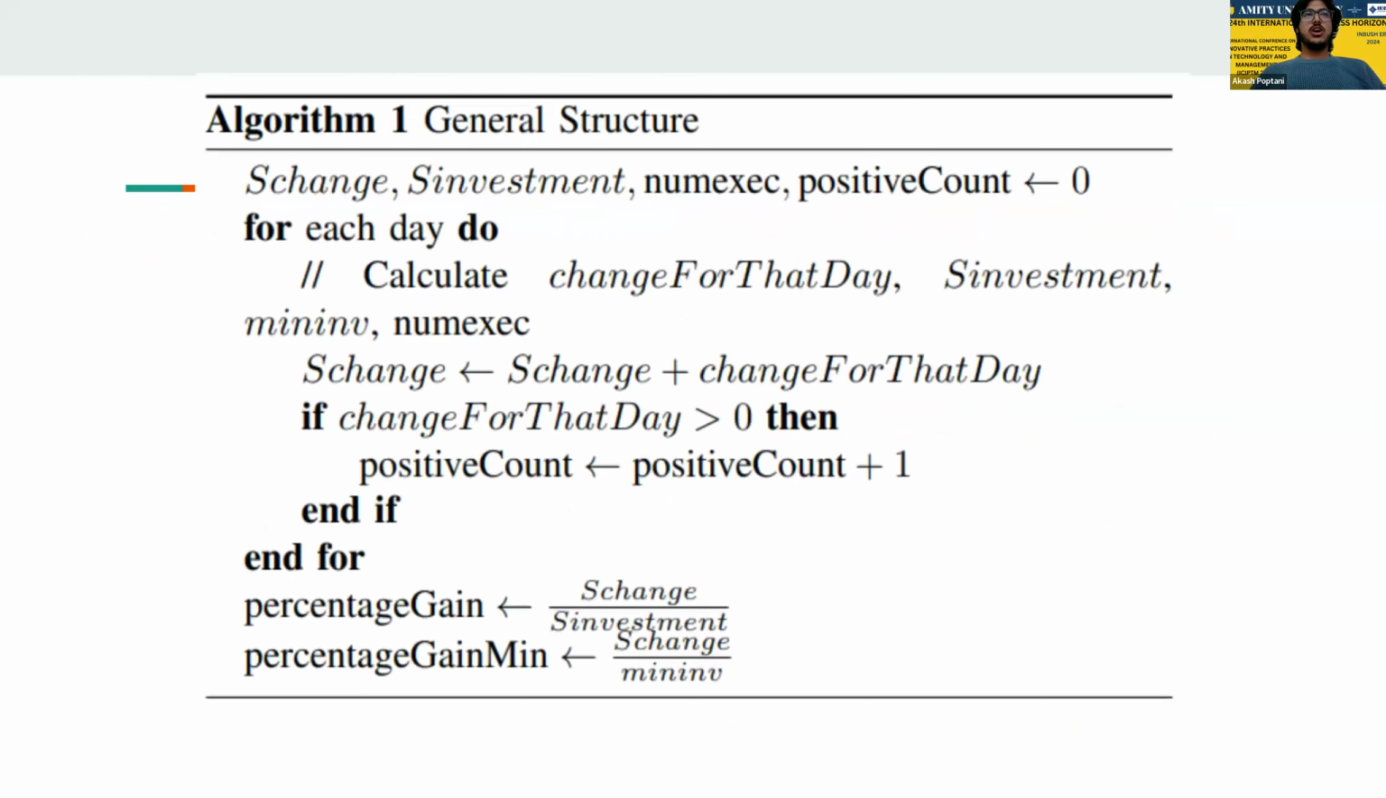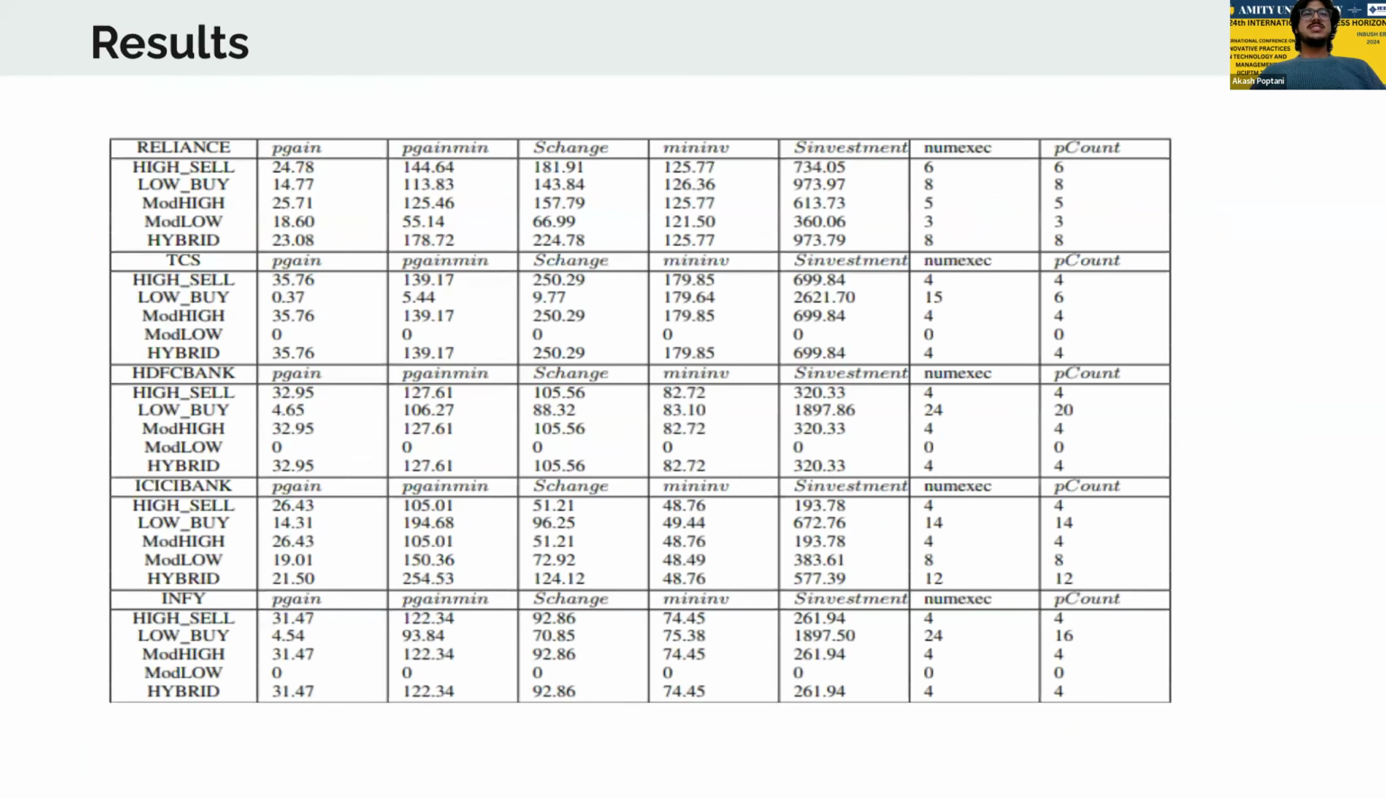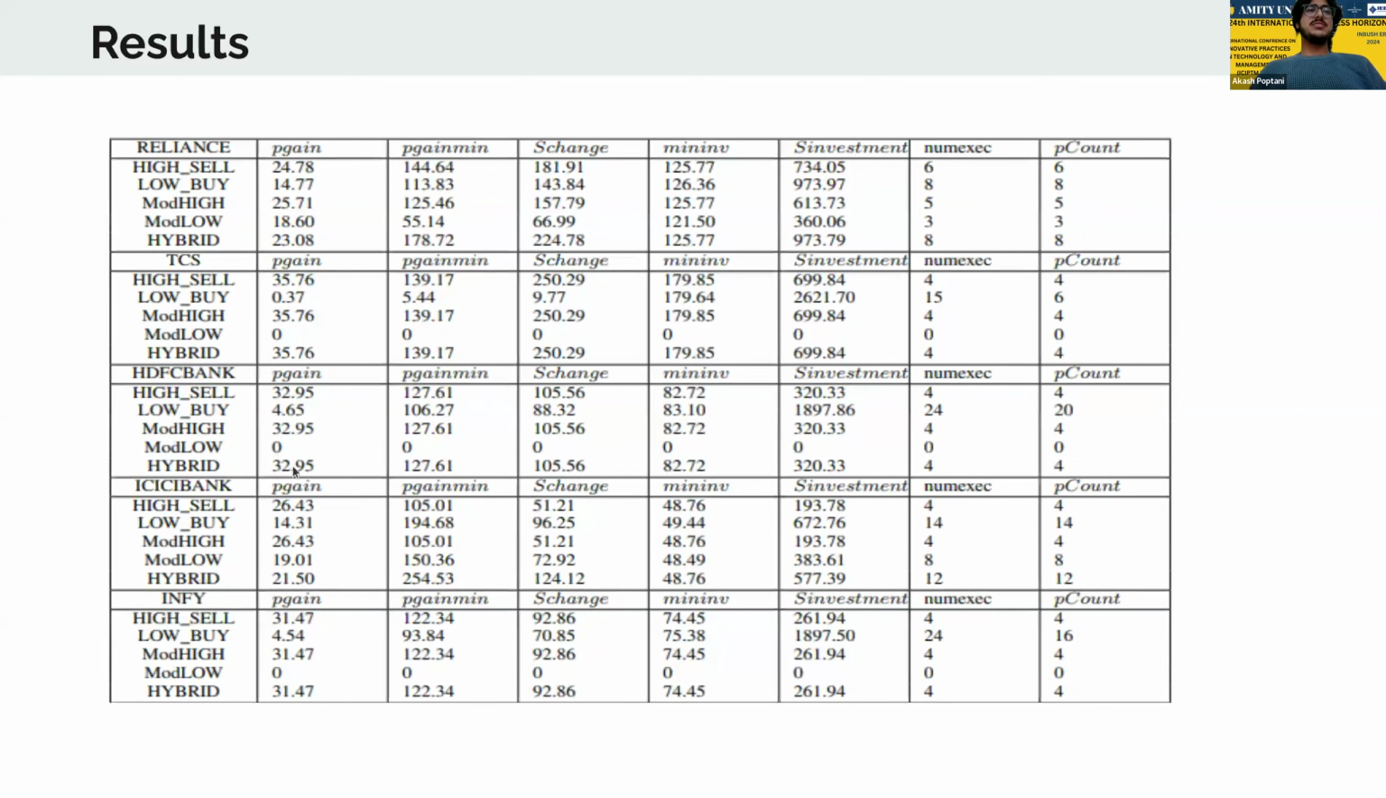So these are the algorithms which I would urge the reader to go through at their leisure. And to present some results, I would like to focus on specifically the P gain min. The P gain min, which was observed over 30 trading days, for an average of the 10 stocks, was 140%. And for some stocks like ICICI Bank, we got almost 250%, 254% for 30 trading days.